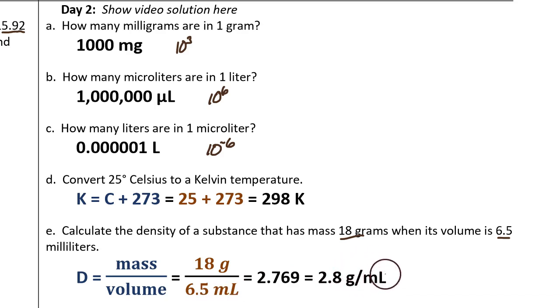Notice that there's a label here. You always have to have a label. And notice as well where that label came from. When I substituted into the formula, I didn't only put the 18 and the 6.5. I made sure that I said 18 grams and 6.5 milliliters. And by putting those units in there, now it helps me to visually see that it's grams per milliliter.